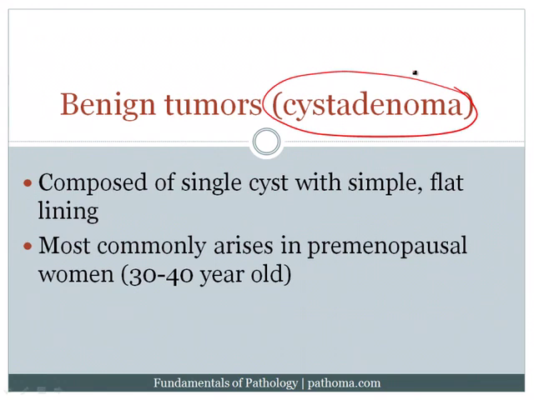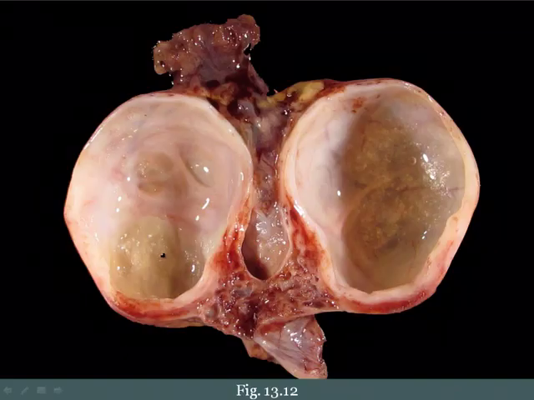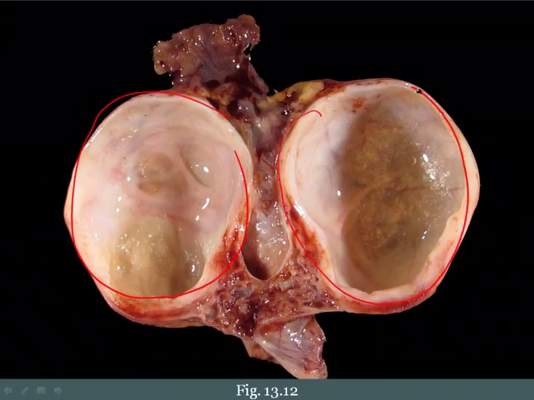So cystadenoma. Now, the way by which we recognize a cystadenoma is that when you look at it on gross examination, it is a single simple cyst, and were you to look under the microscope, you would see a simple flat lining to that cyst. And so that's the classic feature of a cystadenoma. Now, most commonly, these tumors arise in premenopausal women, classically around the age of 30 to 40. And that's going to be important as we move forward. So here's what a cystadenoma looks like. This is the cyst opened up, and this is sort of half of it and the other half of it.